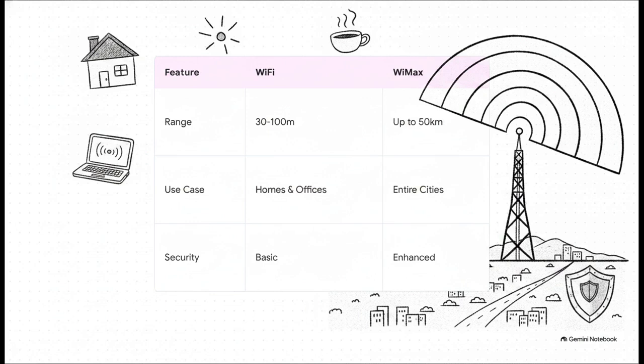But what if you need to provide internet to a massive rural area or an entire city? That is where WiMAX comes in. It functions like a giant, high-speed umbrella. It can cover fixed stations up to 30 miles away. That's roughly 50 kilometers. And it brings enhanced, multi-layered encryption along for the ride.